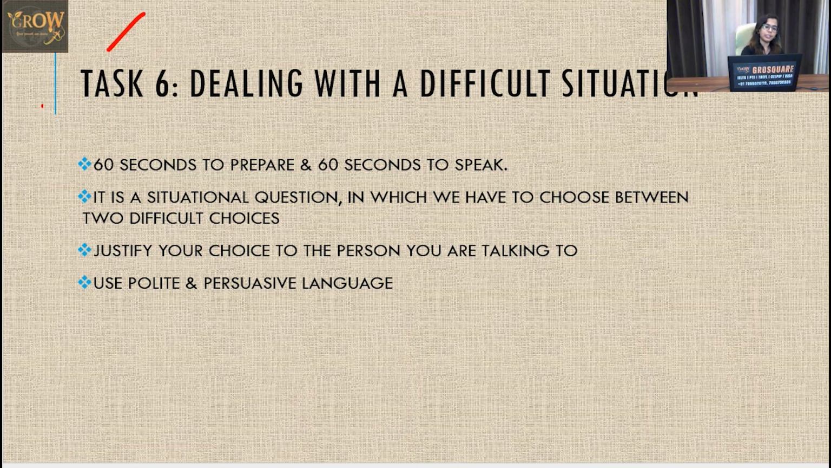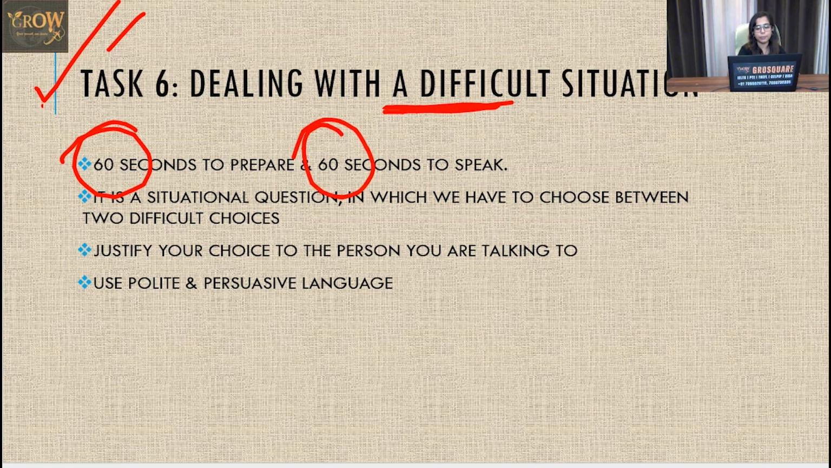Let's move ahead, and this is our task 6. Okay, what we are going to do over here is deal with a difficult situation, right? In this, we would be getting 60 seconds to prepare, and then we need to speak for 60 seconds. This would be a situational question in which we have to choose between two difficult choices. Don't worry, I'll be showing you. You have to justify the choice.